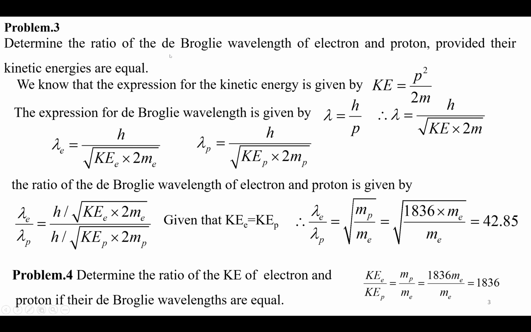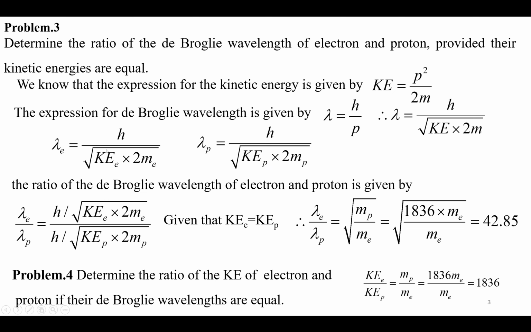And the problem goes like this: the de Broglie wavelength of the electron, which we can keep as lambda E, is equal to h divided by root of kinetic energy of the electron multiplied by 2me. Similarly, for a proton, the de Broglie wavelength of the proton, lambda P, equals h divided by root of kinetic energy of the proton multiplied by 2mp.